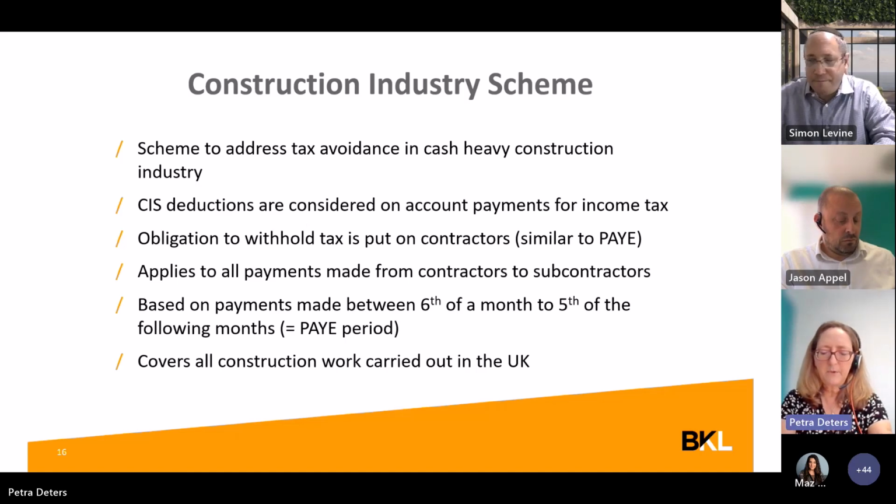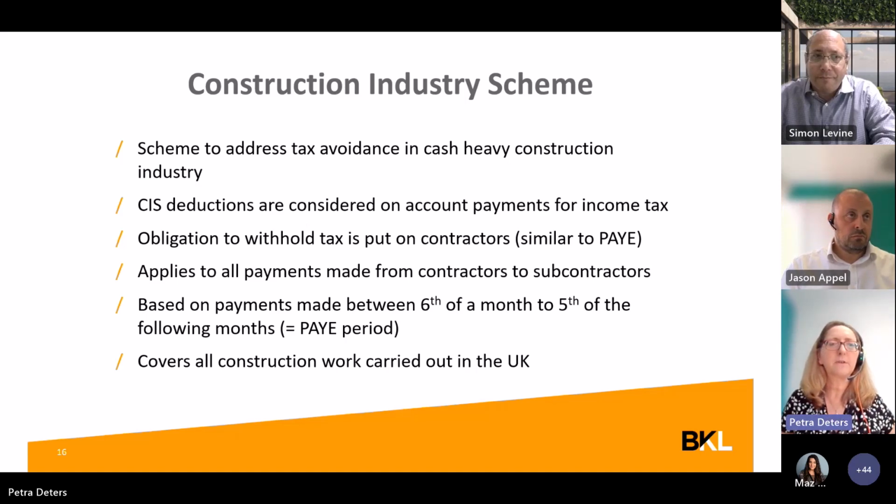There's a particular payment period, which is the 6th of the month to the 5th of the following month, which is the UK PAYE period. We have this odd non-calendar month tax year. It covers all construction work carried out in the UK.